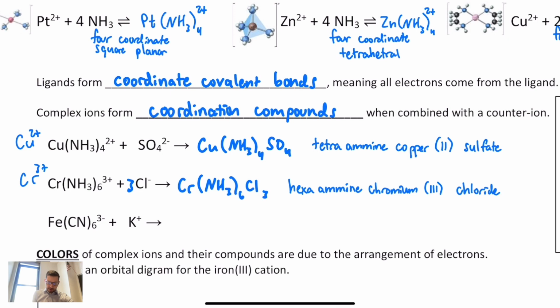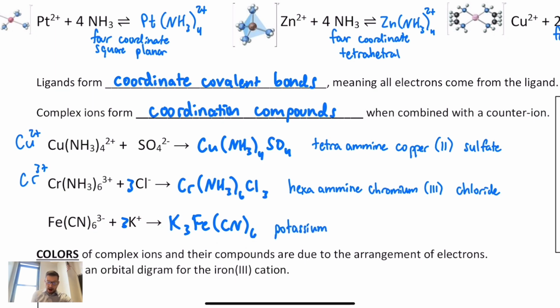So notice the 3 negative on the complex means I need 3 potassium ions in order to make this work. And potassium is the cation, so that goes first in the formula. So I put K subscript 3 and then the complex, Fe(CN)6. First up, name the cation. That's potassium. So the name starts with just potassium.